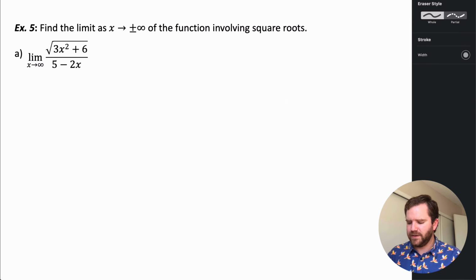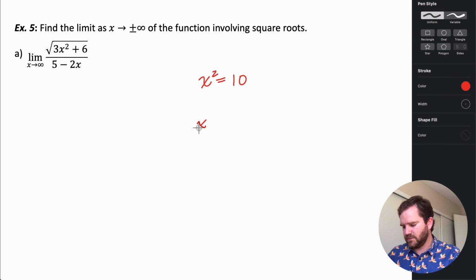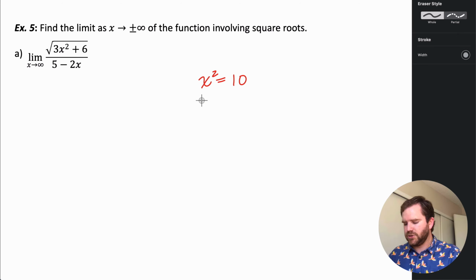Now you have to be careful in these situations because this whole idea comes from the fact that, okay, what if we had something like x squared equals 10, right? If I wanted to get x from this, I could take the square root of both sides. But in doing so, I would have to take the positive and negative square root. So we have to ask ourselves, when do I use the positive value and when do I use the negative value? So the same issue arises in this situation.